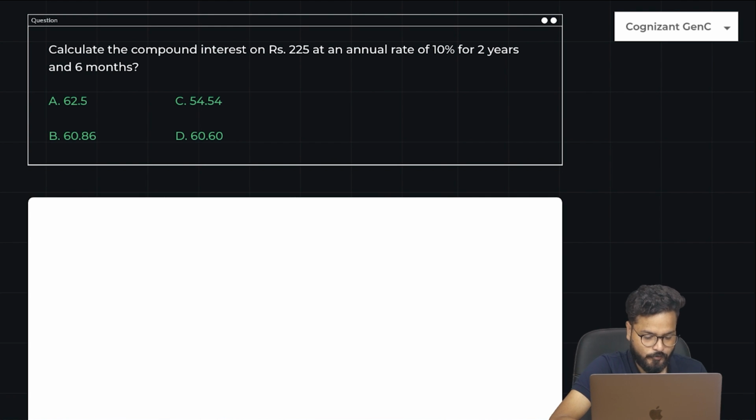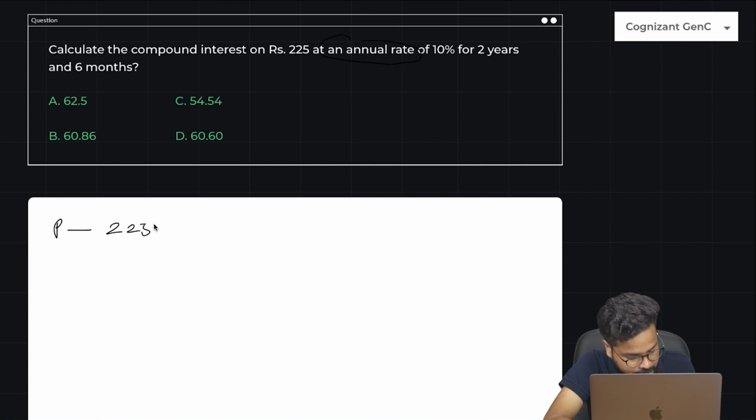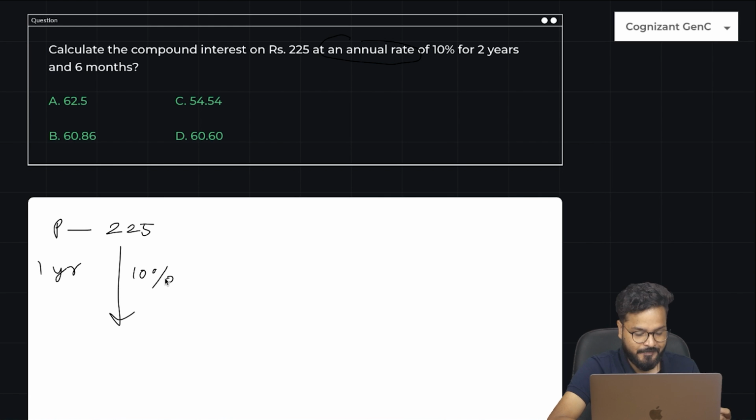So guys, tell me one thing. What is compound interest? First of all, it is compounded annually, right? So one thing is for sure. The initial principal amount was how much? 225. In 1 year, the rate is 10%. So anyways, guys, if it is compounded annually, in the first cycle, the simple interest and the compound interest are the same. Hope you agree.